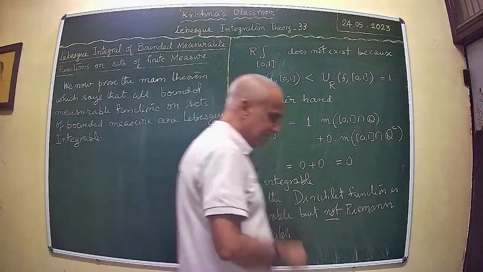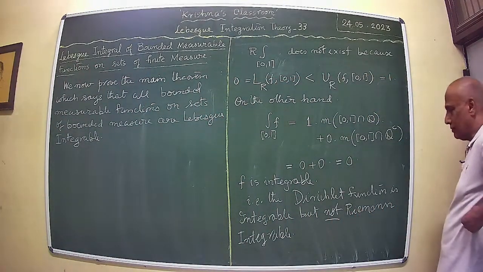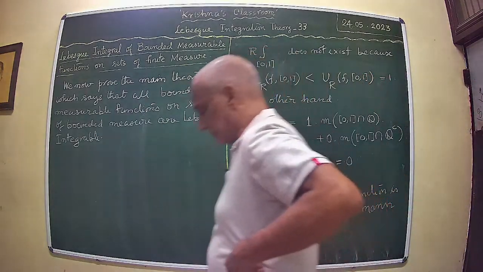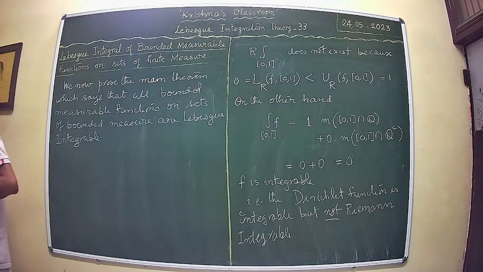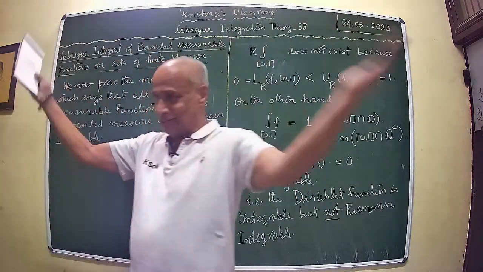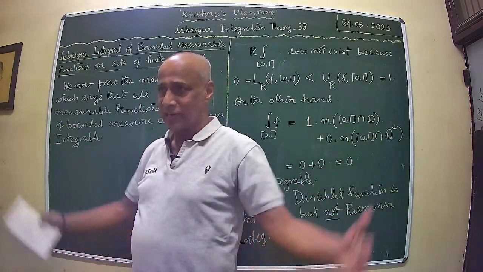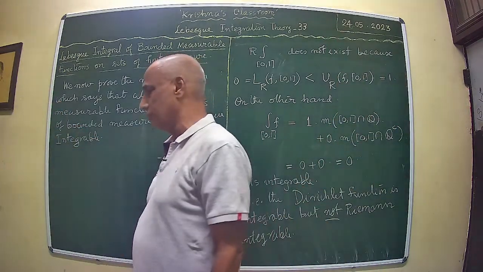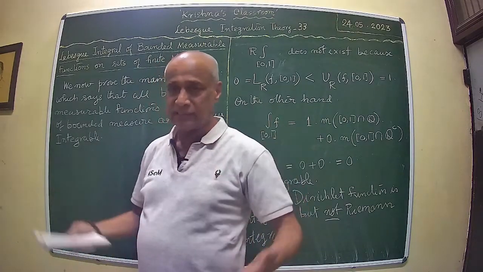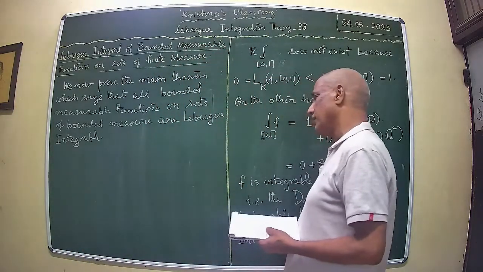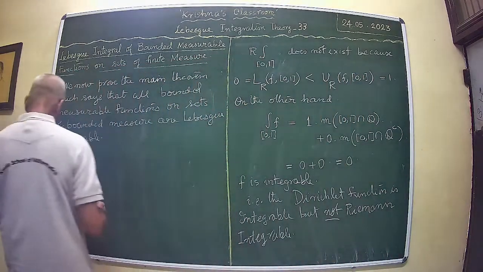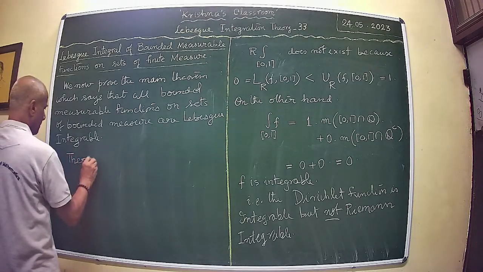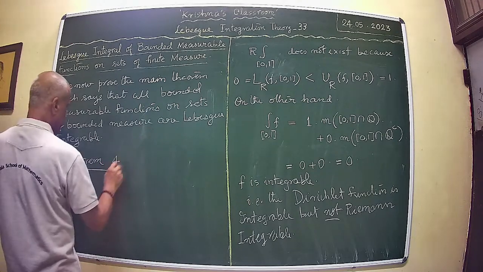Whereas you see that the example that we have looked at, that is the Dirichlet function, is a function of this class, but it's not Riemann integrable. So the class of Riemann integrable functions is smaller than the class of Lebesgue integrable functions. Okay. So we will work it out. So we state the theorem. This is the central theorem.